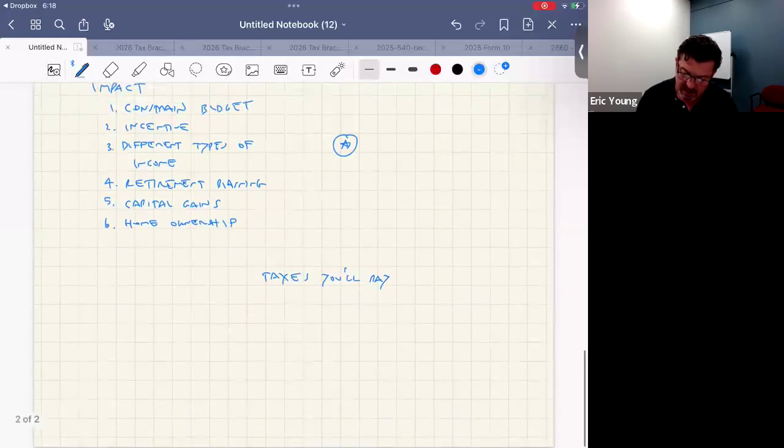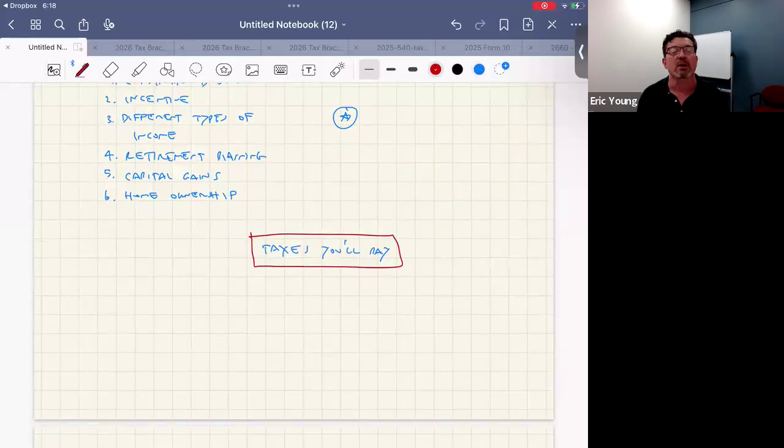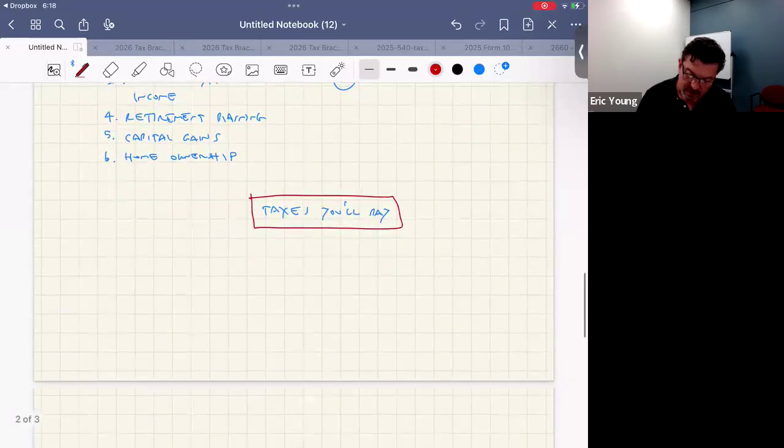You are going to pay, as an American citizen, a lot of taxes. Some of the more common ones, and the ones that will be the focus of our lectures together, are the following. Number one, what we call payroll taxes.